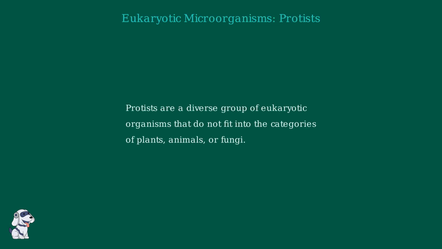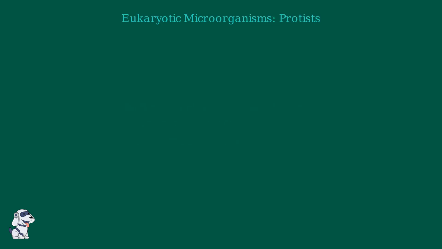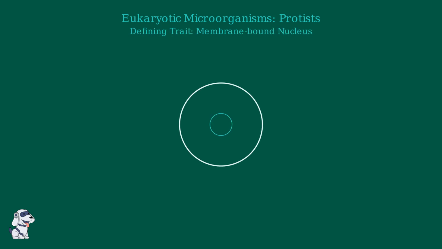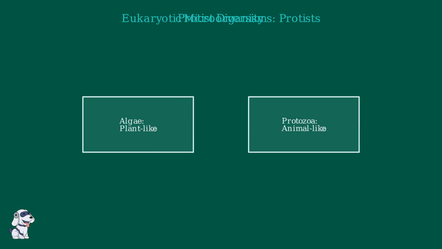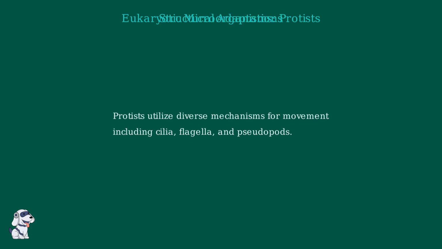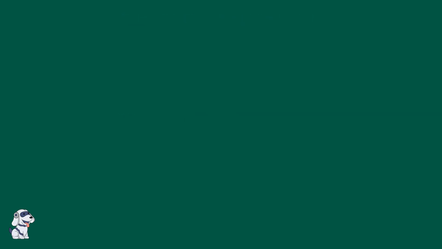Protists are a diverse group of eukaryotic organisms that do not fit into the categories of plants, animals, or fungi. The primary defining trait of all protists is the presence of a membrane-bound nucleus within their cells, which houses their genetic material. Protists include algae, which are generally plant-like and photosynthetic, and protozoa, which are animal-like and often motile. Protists exhibit incredible structural diversity, utilizing specialized mechanisms for movement like cilia, flagella, and pseudopods to navigate their environments.